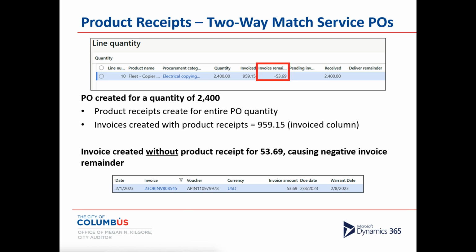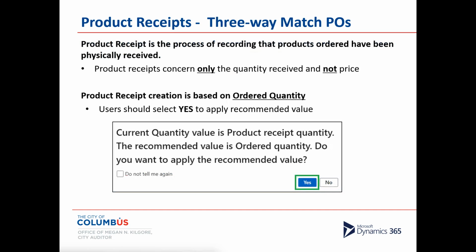To get to line quantity, you can go inside the purchase order. In the top ribbon, select General. And under General, there is a hyperlink for line quantity. So if you see a negative invoice remainder, chances are there has been at least one invoice that did not match to a product receipt, and your matching policy is likely a two-way match service purchase order.